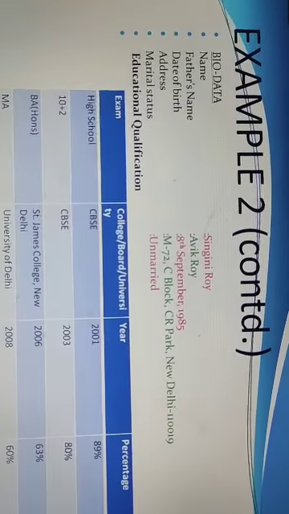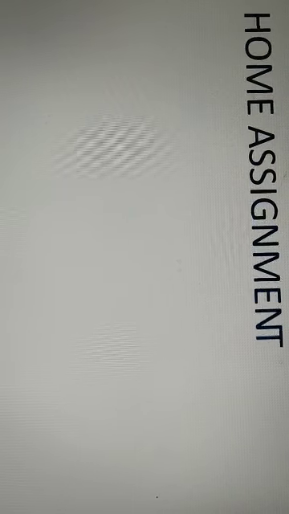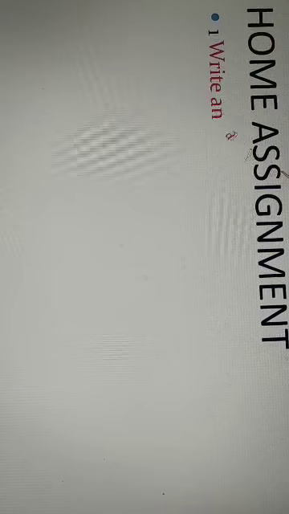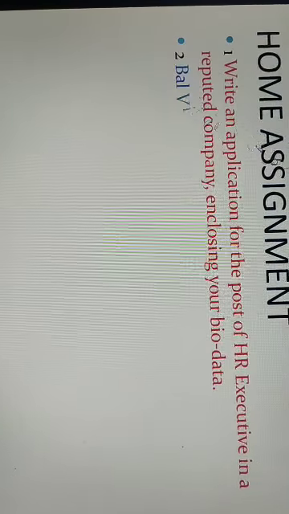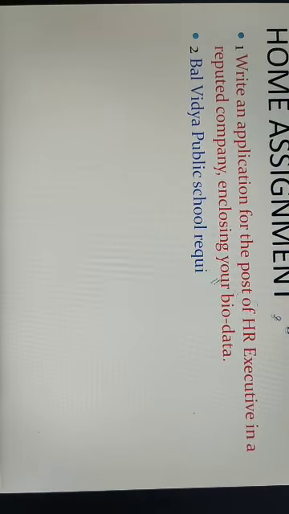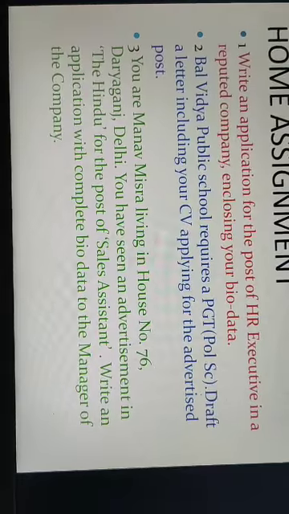Then comes your biodata like the previous one, with educational qualifications, work experience, languages known, strength, references. I hope it is clear now. This is your home assignment. You have 3 questions over here, and you are to do this for your homework. Once you do this, you will be able to write any sort of job application. Thank you.